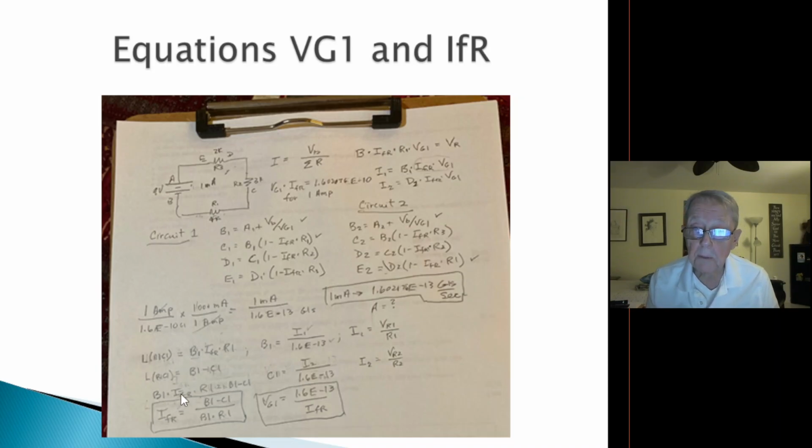IfR appears by itself without VG1 in this equation, and I can solve for IfR, which is B minus C over B times R1, and then VG1 is this magic number divided by IfR. Amazing. I actually got equations.